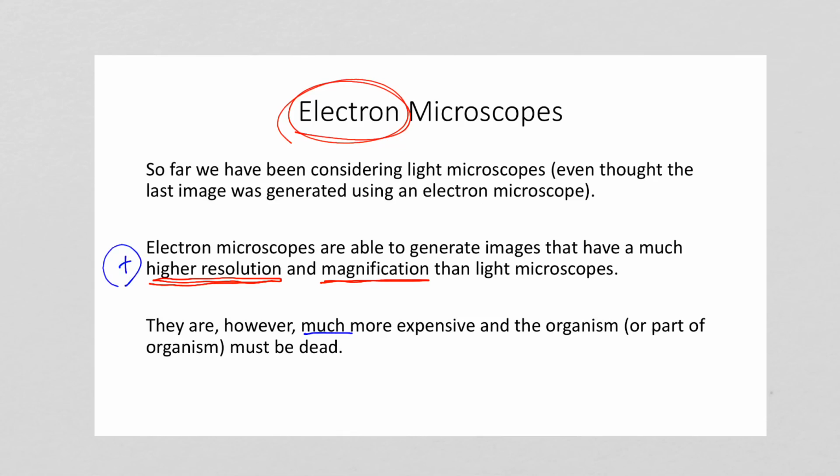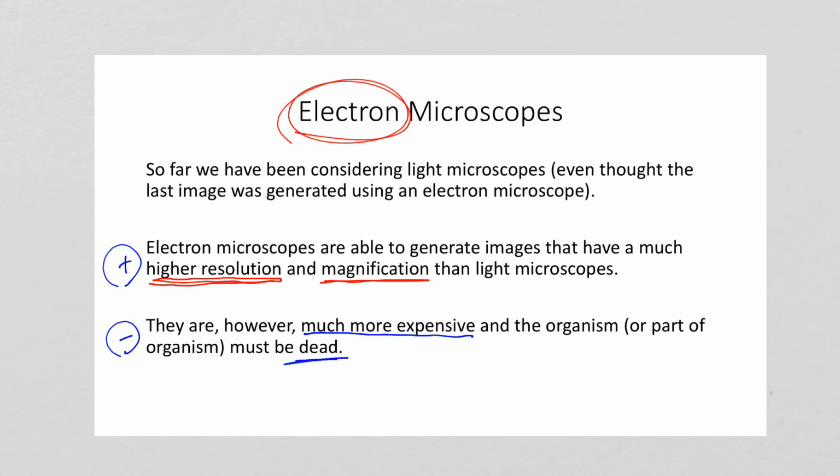Disadvantages: they are much more expensive. They are much bigger, and the organism has to be dead. Why does it have to be dead? Because you are putting it into a vacuum. You can't have any air molecules in there. They're going to mess around with your electrons. It needs to be in a vacuum, which means that your organism needs to be dead. You can look at living things using a light microscope. You don't want to leave them on there too long with the light on, because it'll evaporate all of the water that's on the slide and then the things will die, but you can watch them while they're alive for a little bit.